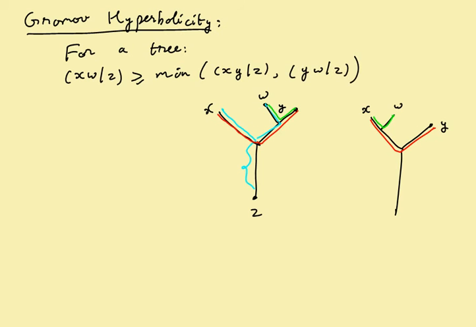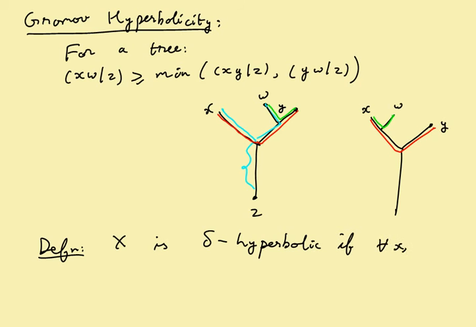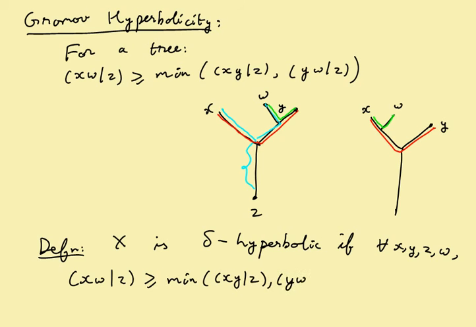Okay, so this lets one make the following definition. X is delta hyperbolic if, for all X, Y, Z, W. What we do is, in the case of a tree, we have the absolute situation, but here we allow an error. Well, it should be greater than or equal to the minimum of the Gromov products (X, Y)_Z and (Y, W)_Z, minus delta.